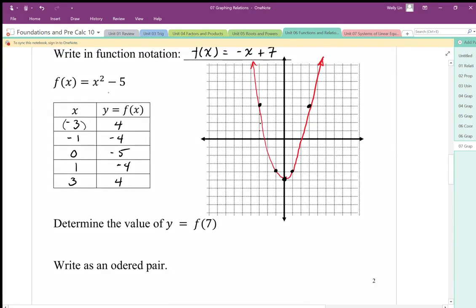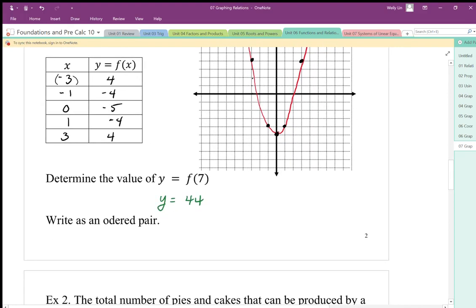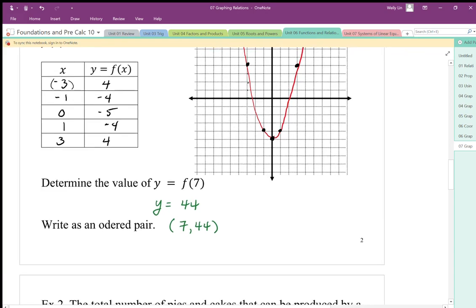So there's my f of x notation. If I want to find the y value when x is 7, because remember this is how we use function notation, whatever is in here is an input, then my output is whatever my calculation is. So in this case, my output y is going to be 7 squared minus 5, which is positive 44. And as an ordered pair, I would write this as x is 7, y is 44. Okay, my input first, my output second.